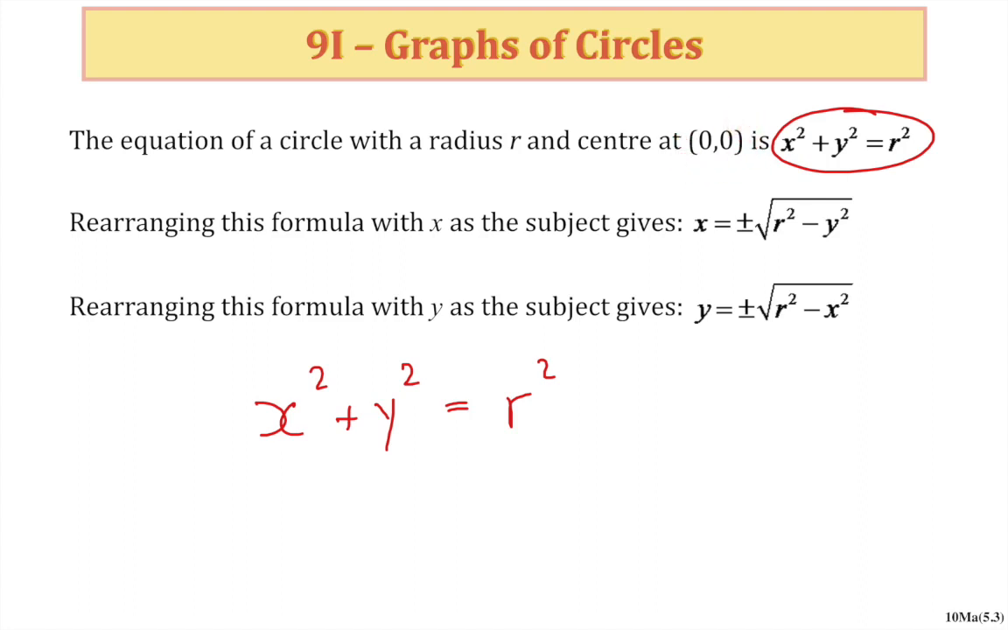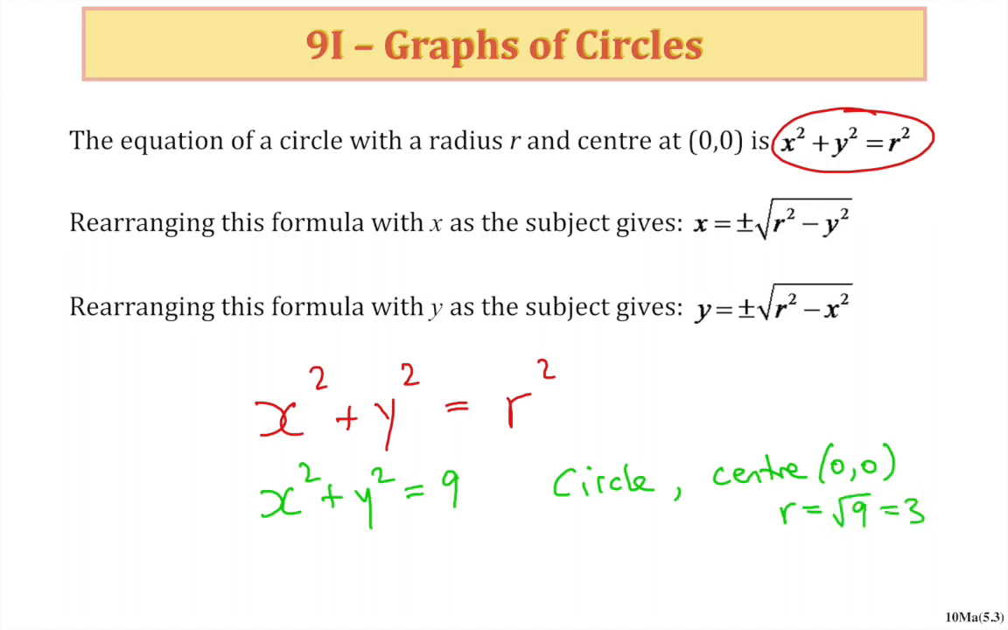So for example, if I had x squared plus y squared equals 9, that would be a circle with a center at 0, 0 and a radius of, what's the square root of 9? The square root of 9 is 3, so it'll be a circle with a center at 0, 0 and a radius of 3. This is a formula you just need to memorize. Using a table of values will be useless to you.